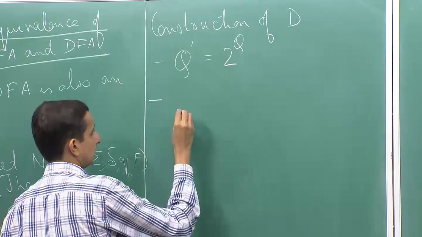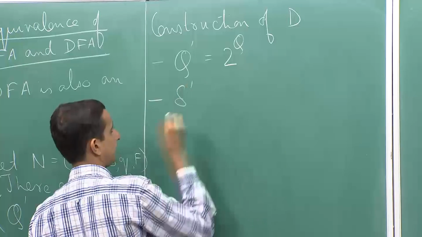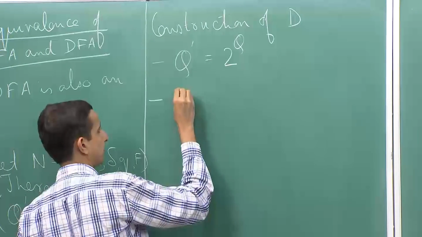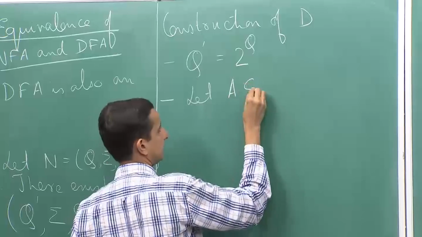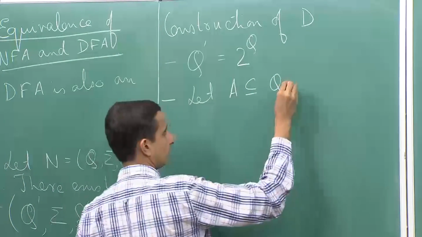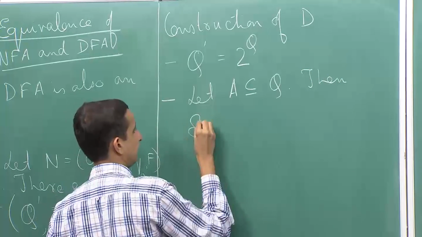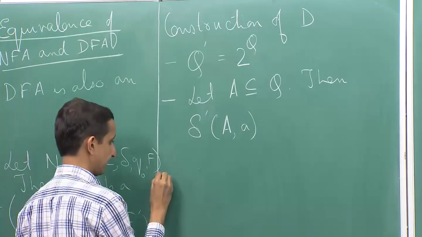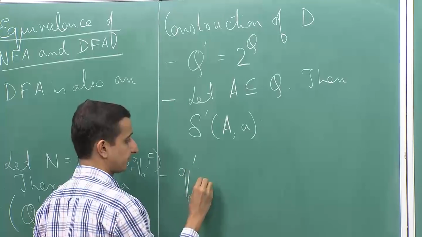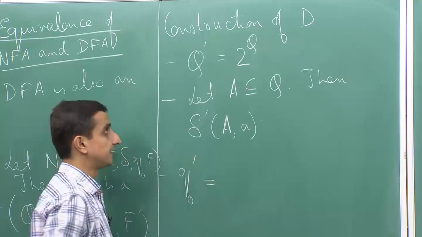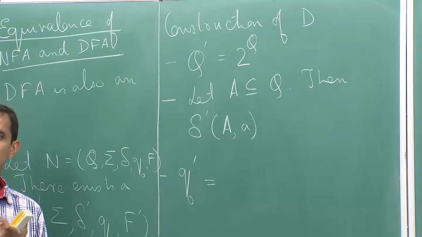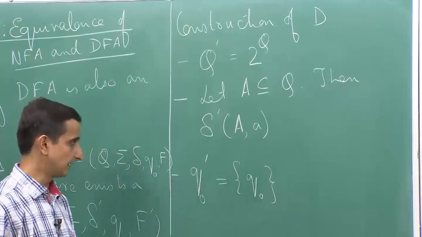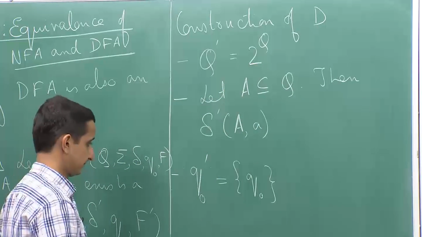I will come to delta prime in a moment. So, let A be a subset of Q. Then delta prime of A comma small a, I will come to this definition in a moment, but let us look at the other things. Q naught prime: which subset corresponds to the start state of the DFA? The start state corresponds to the subset that contains the unique start state of the NFA. In other words, it corresponds to the subset which contains q naught. Again, observe that this is an element in the power set of Q.